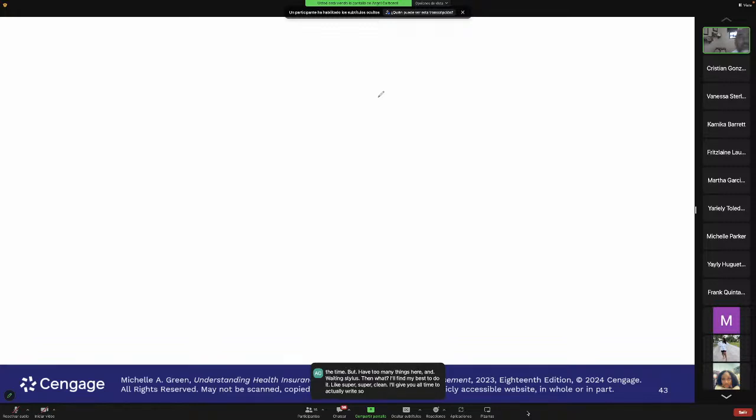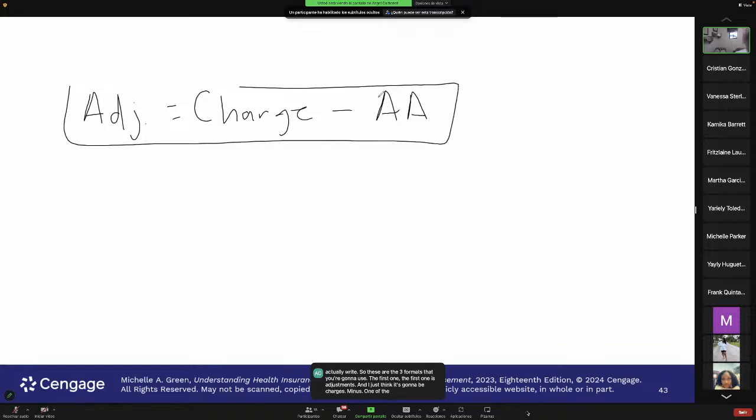So these are the 3 formulas that you're gonna use. Let's start with the first one. The first one is adjustment. And adjustment is gonna be charges, or charge, minus allowed amount. That's gonna be one of the things that you need to memorize. That's the easiest one.